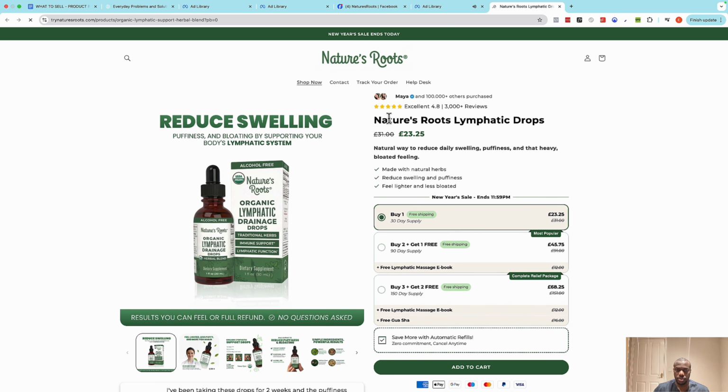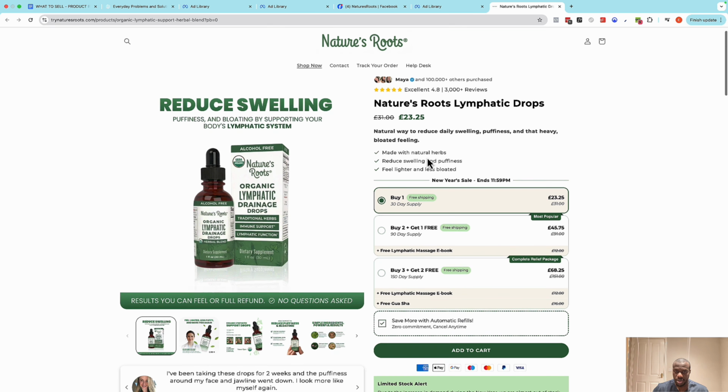So I'm going to go to their landing page. This is how they sell the product: a lymphatic drainage drop, alcohol free, a natural way to reduce daily swelling, puffiness, and that heavy bloated feeling. So you can see how a product solves a problem. This problem is very specific to some people. I don't know much about this problem, but if you are trying to sell this kind of product, this is something you have to look at. You have to understand the market you're selling to and what problem the product is solving.